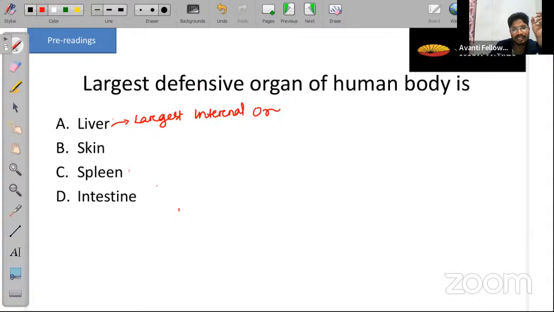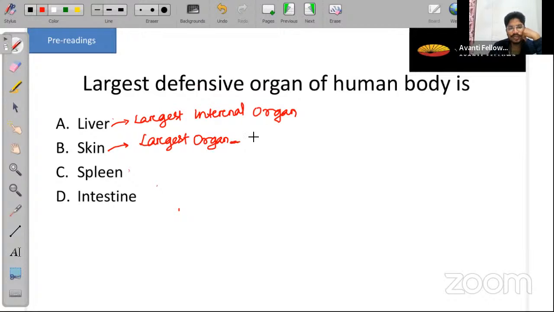But what I asked you people, my question was, which of the following is the largest organ? So if somebody is simply asking you which of the following is the largest organ, then skin will be the answer. This will be the largest organ answer. Okay. Is that clear to all of you?